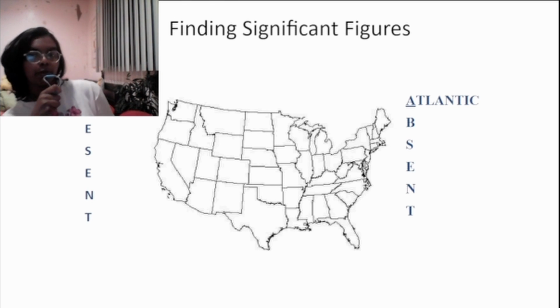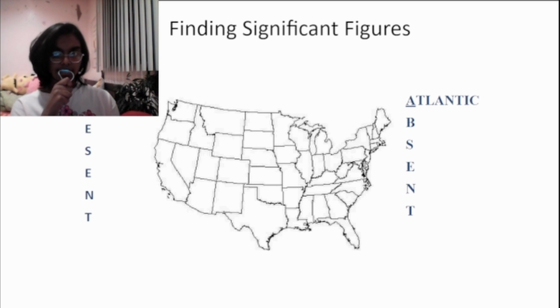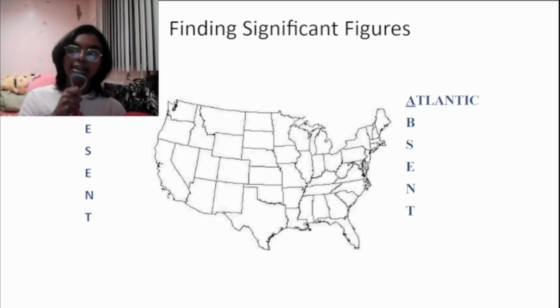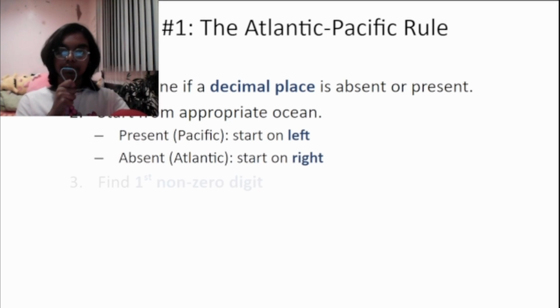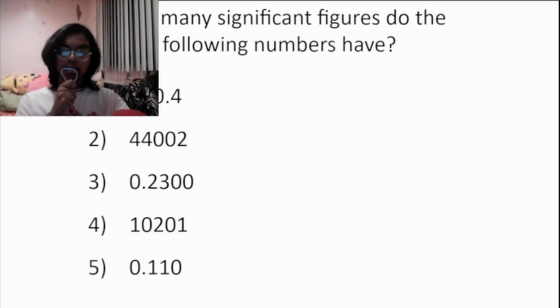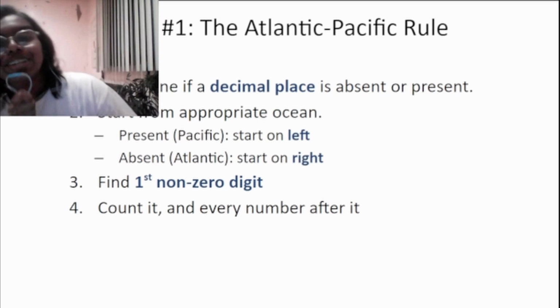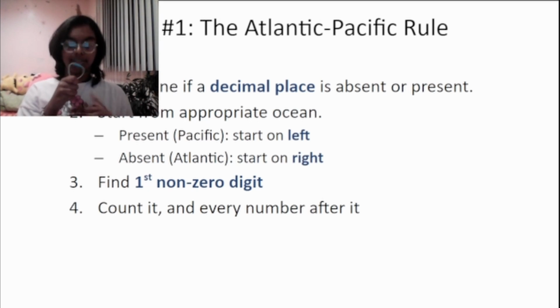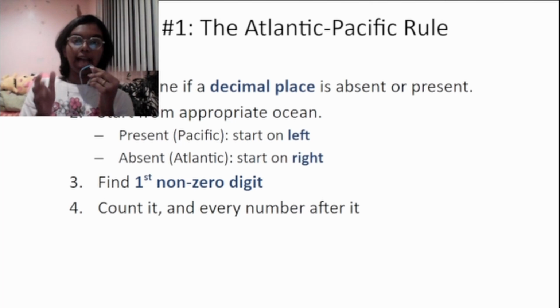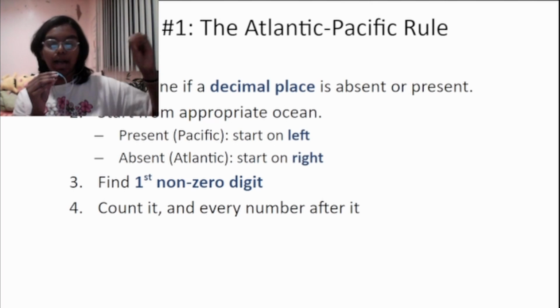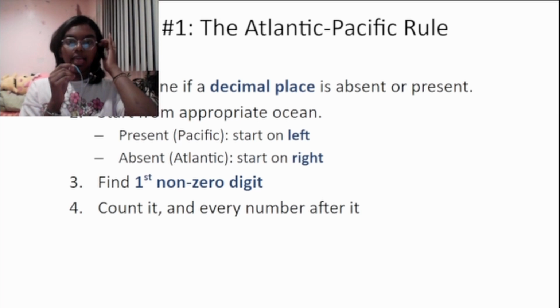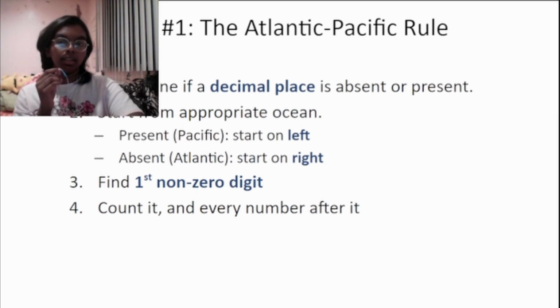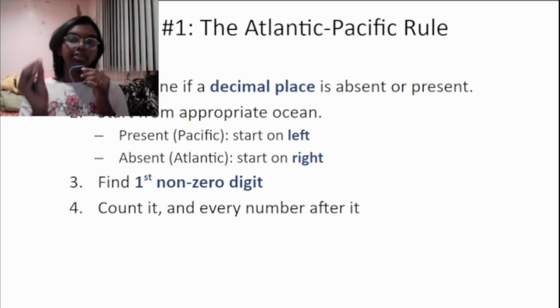Okay. Well, what do absent and present talk about? It talks about a decimal place, right? So pretty much, you determine if it's absent or present, right? And then if it is absent, you would start on the Atlantic, absent A, Atlantic A. So you would start on the right. And then if it's present, you would start on the left, right? Then you would find the first non-zero digit.